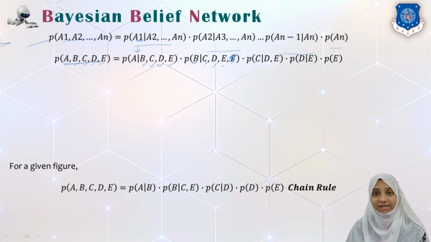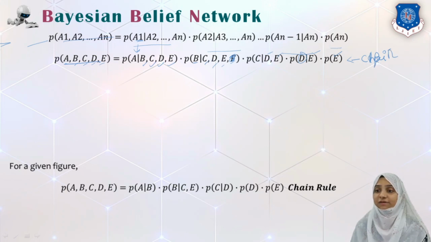So we will have P(C, D, E) into the probability of the third event, that is the probability of C, given that the remaining events happen, that is given D and E, into the probability of the fourth event, that is D, given that the remaining event, that is E, happens, into the probability of the last event, that is event E. Now, this is something we call the chain rule. So let me write this. This is the chain rule of a Bayesian belief network.